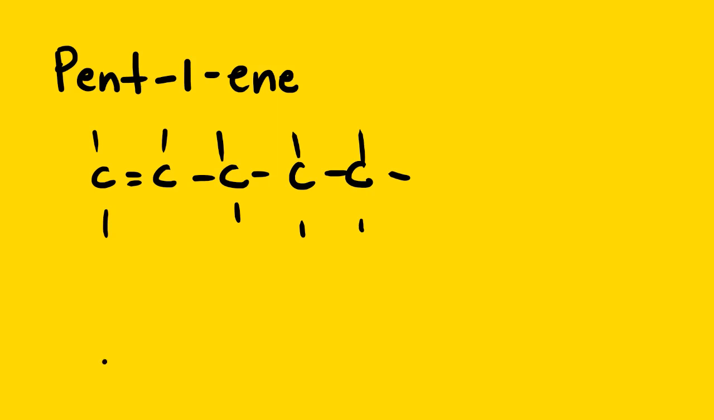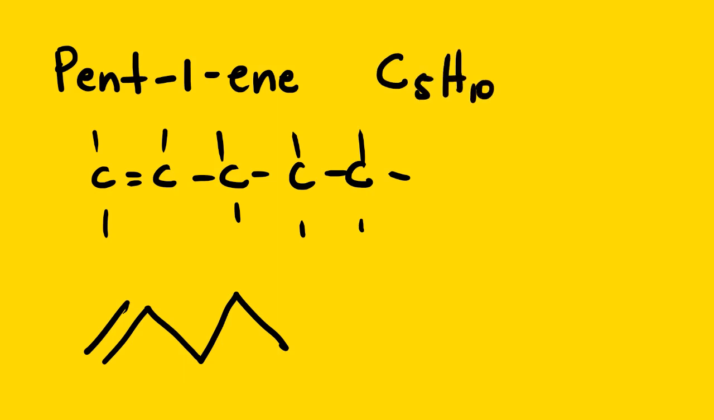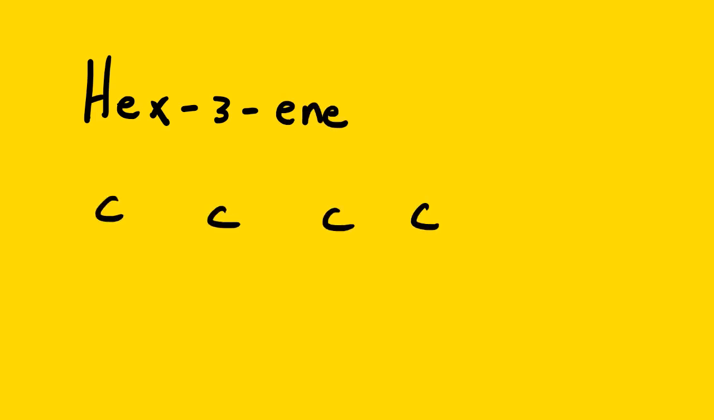The skeletal structure, it's 2, 3, 4, 5, and then it will be here. Molecular formula will be C5H10. Simply 2 multiplied by. Then we can go on to hexene, hex 1 in or hex 3 in. So we have 1, 2, 3, 4, 5, 6. 1, 2, 3. Then we have our double bond here. Then we can go ahead and fill in everything.